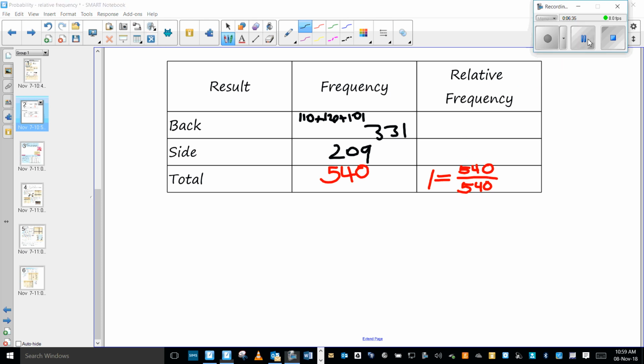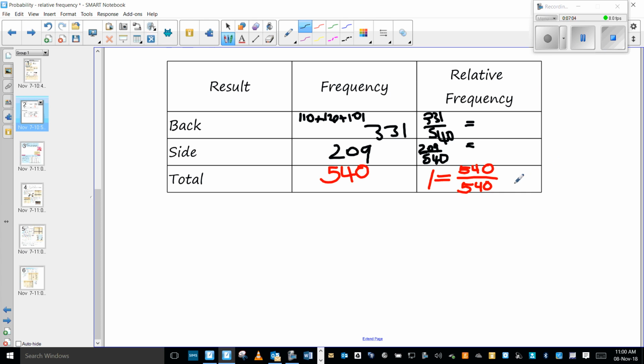So now, relative frequency. Remember, we're now doing 331 over 540 and 209 over 540. Now, maybe we should convert these to decimals so we can compare them a little bit more.